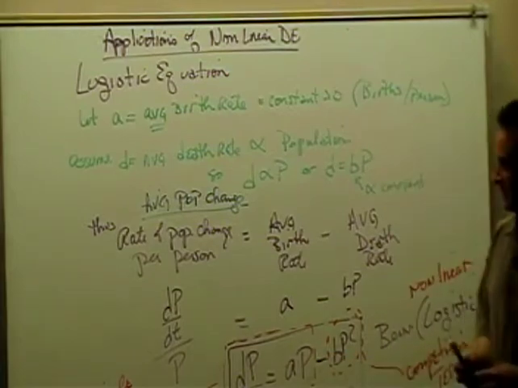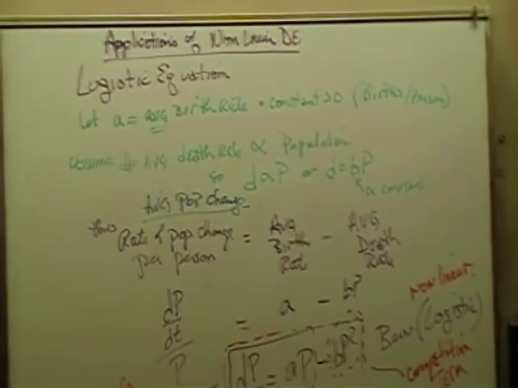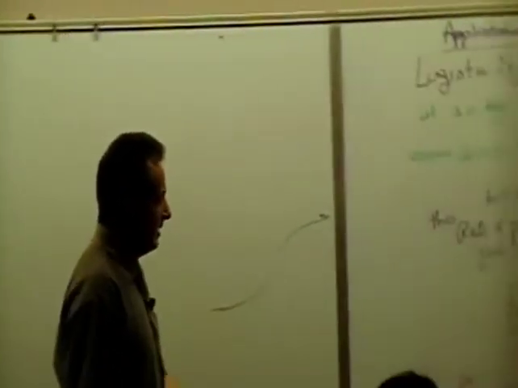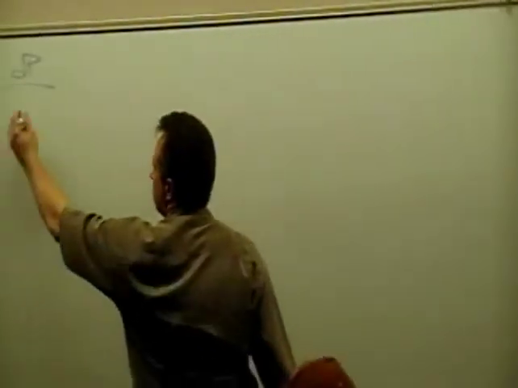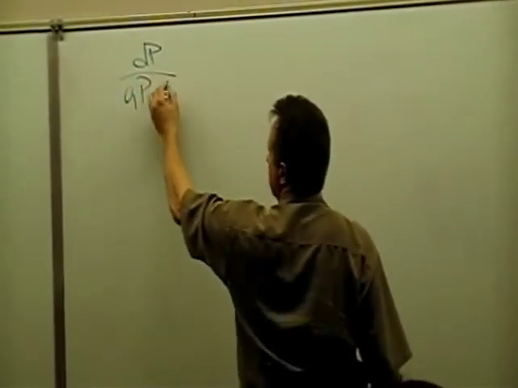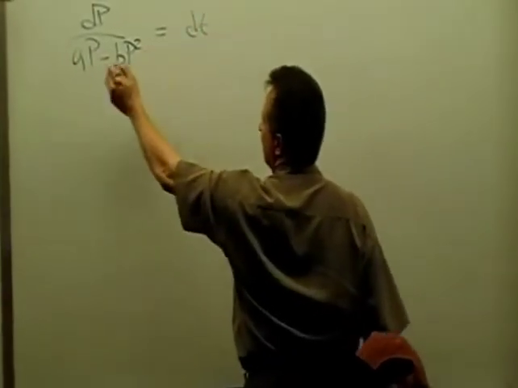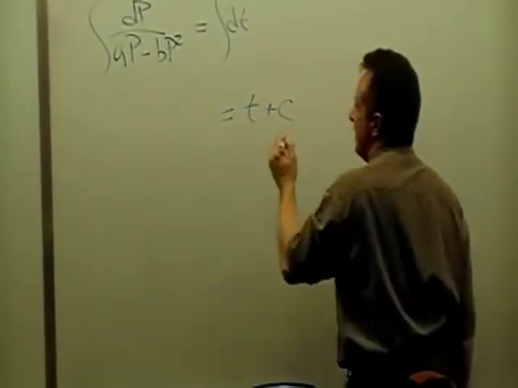So how do we go about solving this? Now, we talked about solving this before. I'm going to separate the variables. I'll divide by this quantity on the other side, and you'll get dP over AP minus BP squared equaling, and then what do you have on the other side? dt. That's a separation. You integrate both sides. You obviously on this side get t plus C.